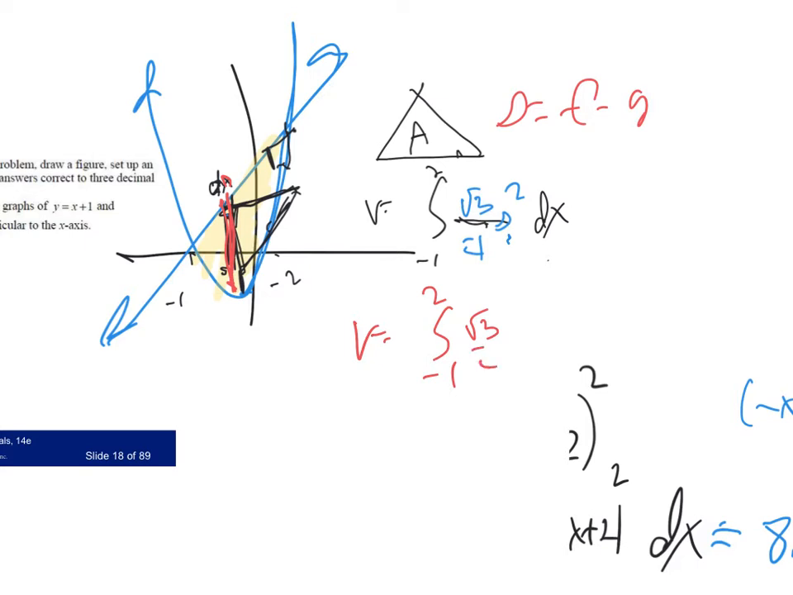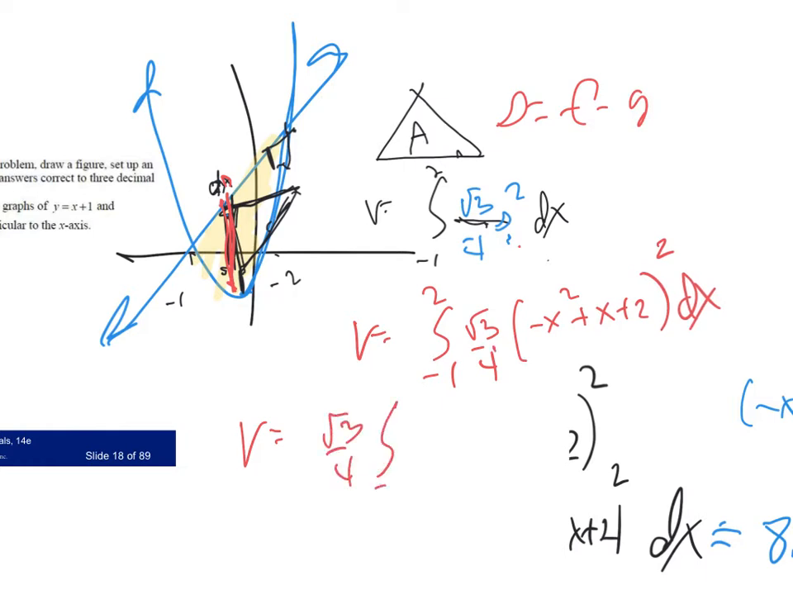Square root of 3 over 4 times, we've done it so many times, negative x squared plus x plus 2 dx. Oh, I have to square it. And so this is a job for my calculator. Volume equals, I can pull out the square root of 3 over 4. It's just a constant. Now I'm integrating from -1 to 2 of negative x squared plus x plus 2 dx.